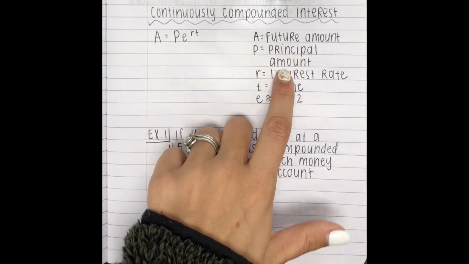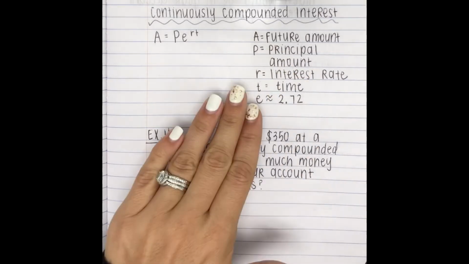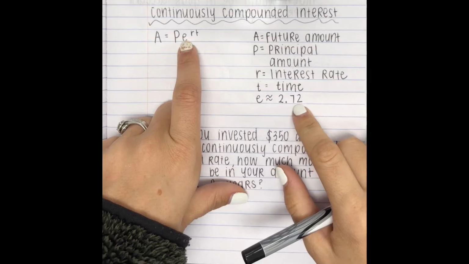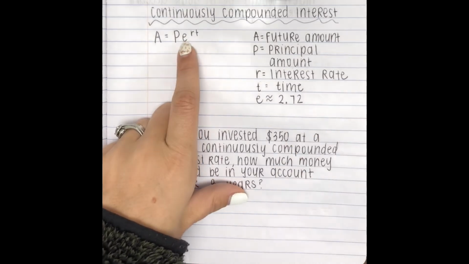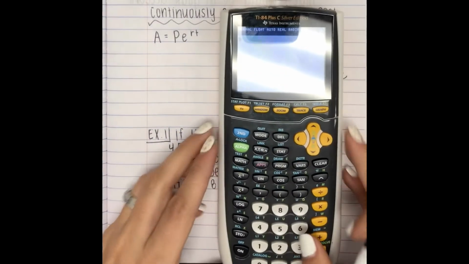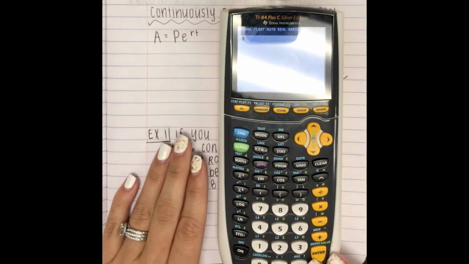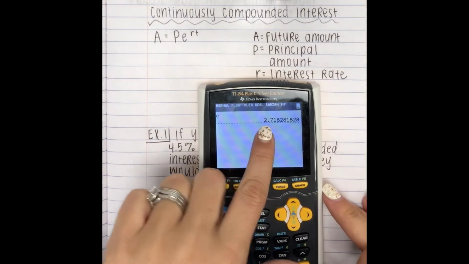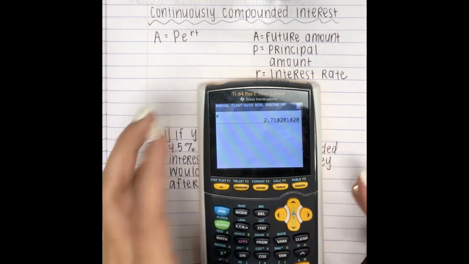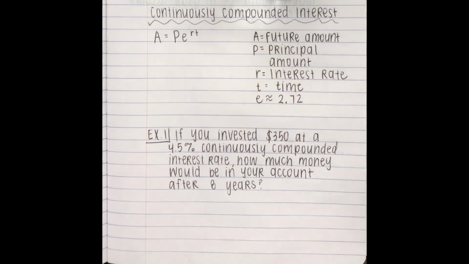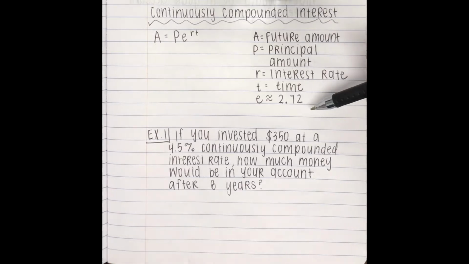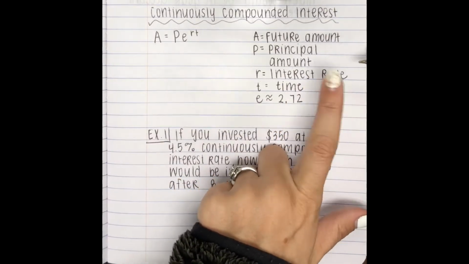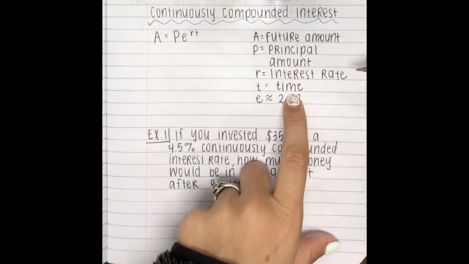P is still your principal amount, your initial investment. e, if you'll remember, is a decimal, so it's approximately 2.72. That is rounded. So e is just a decimal number that keeps going on and on and on. So it's approximately 2.72. r is still our interest rate as a decimal, and t is time. Okay.